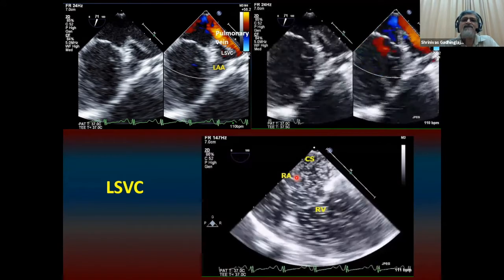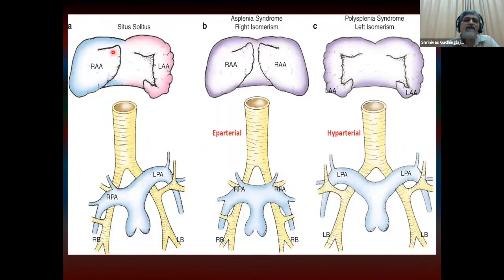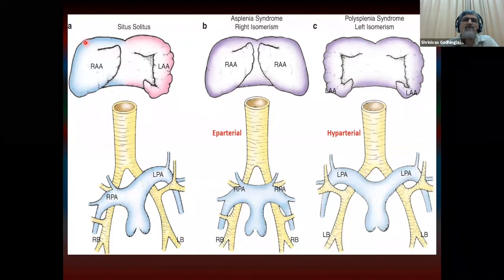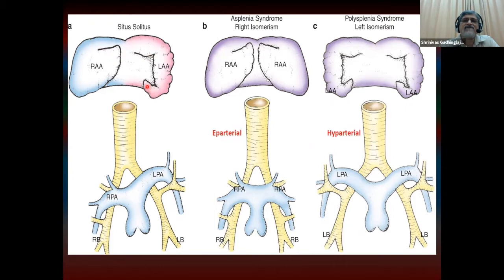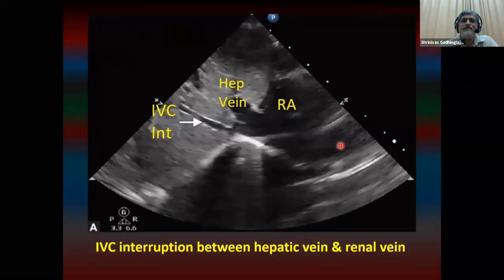And then we have something called isomerism. Normally, the right atrial appendage is triangular in shape with a broad base, whereas the left atrial appendage is long and narrow, just like a finger. In isomerism, when there is asplenia, you get right atrial appendages on both sides, and an eparterial pattern of the bronchus. When there is polysplenia, you get left atrial appendages on both sides, which is associated with what is called a hyparterial pattern of the bronchus.